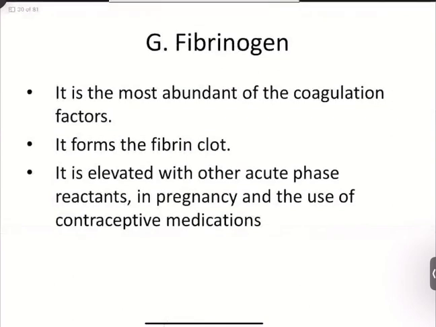Next is fibrinogen. It is the most abundant coagulation factor. This is a protein. At sinabi mo coagulation factor. This factor is made within your coagulation cascade. It forms a fibrillary clot. Okay? It is elevated when other acute phase reactants, or APRs, are elevated, in pregnancy and with the use of contraceptive medications.